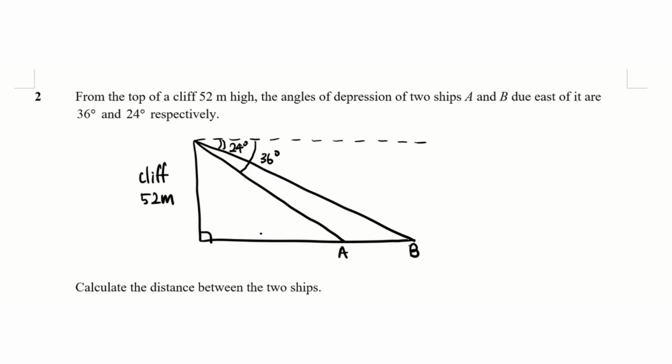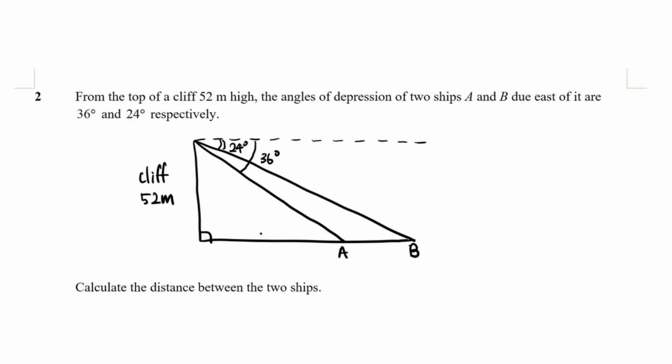Let's take a look at question 2 now. The question says that from the top of a cliff 52 meters high, the angles of depression of two ships A and B due east of it are 36 degrees and 24 degrees respectively. So the ships are actually due east of the cliff itself, that's why the ships are on the right side. The diagram has been provided.